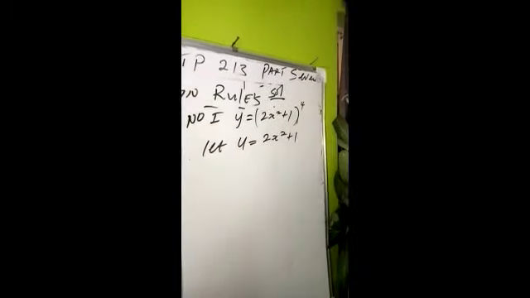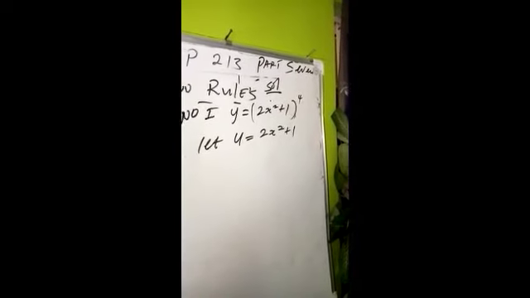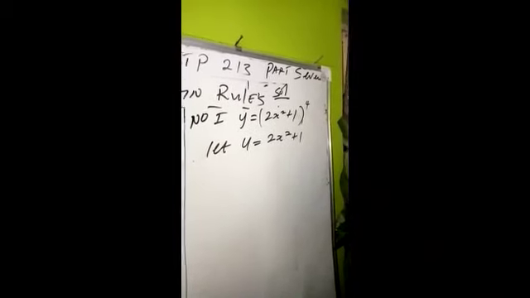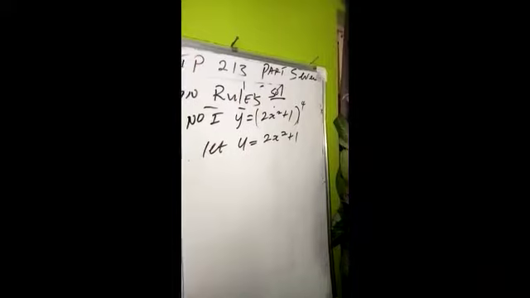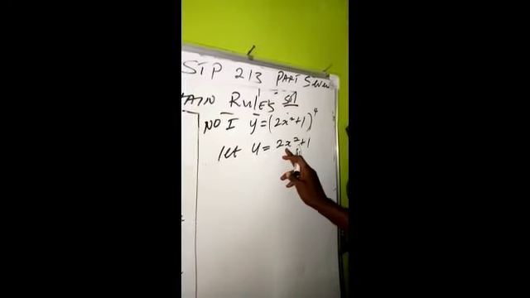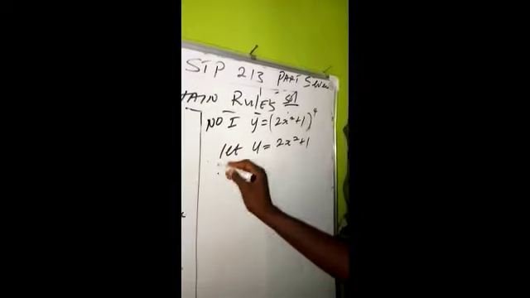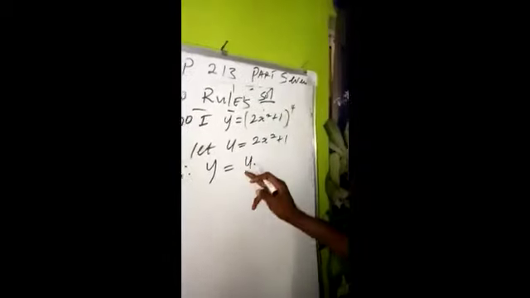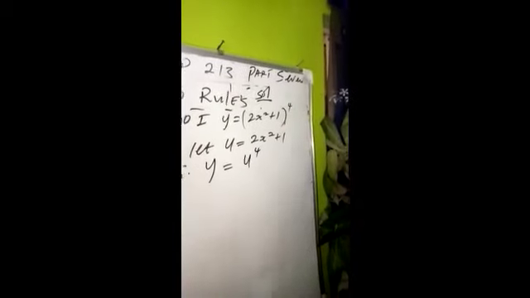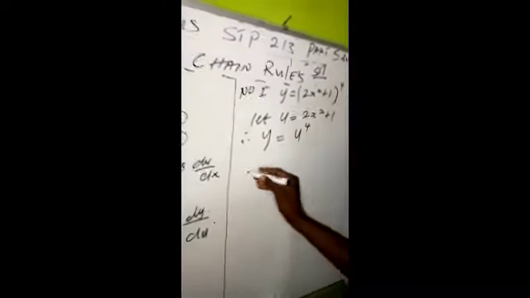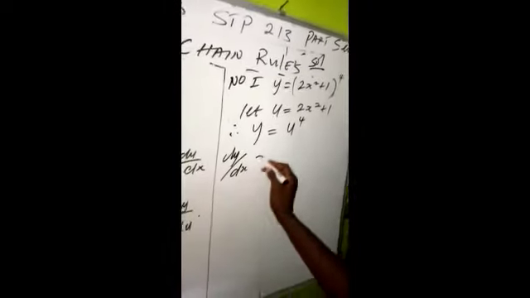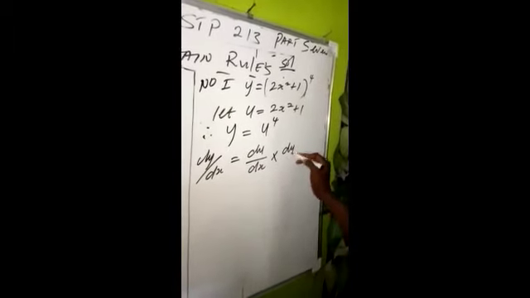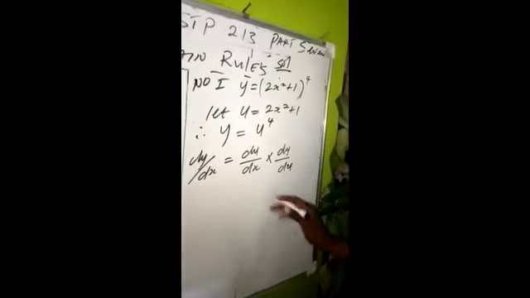Then let u equal 2s squared plus 1. Therefore, y is equal to u raised to power 4. Any place you see the expression, you put u. Are we okay now? Let us differentiate. Using the formula, dy/ds is equal to du/ds times dy/du. So this is the formula now.